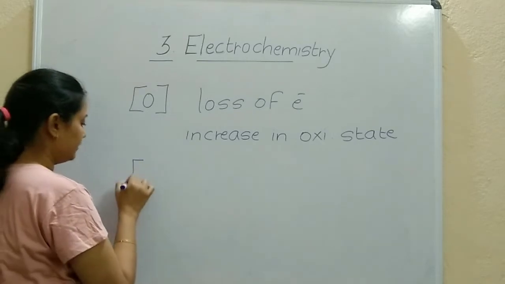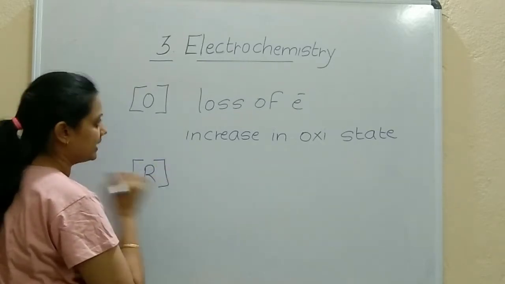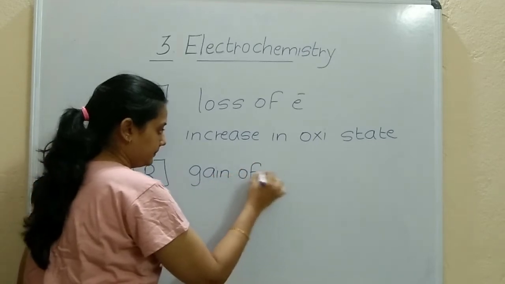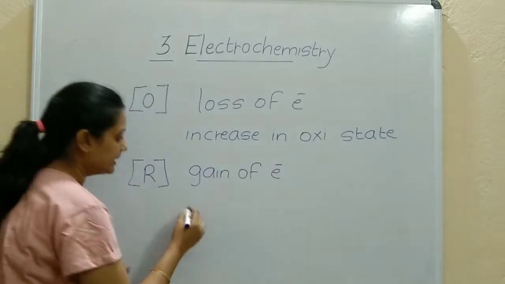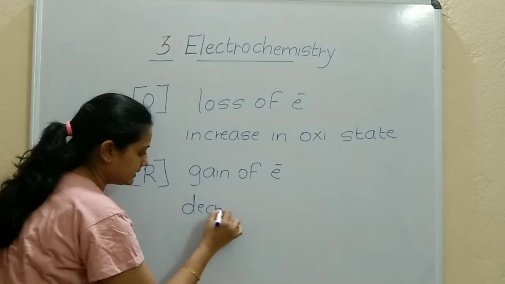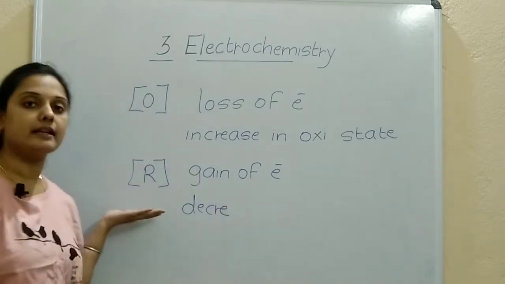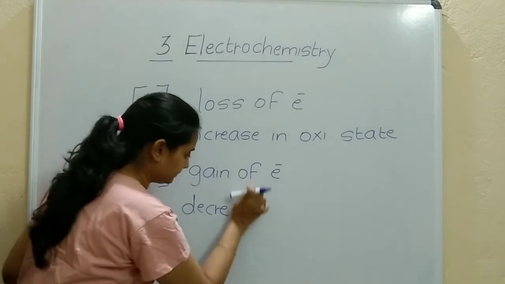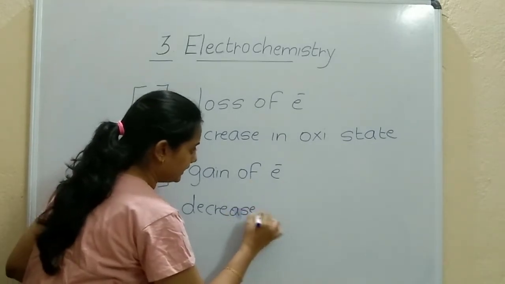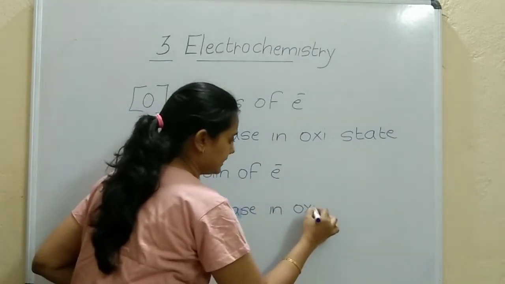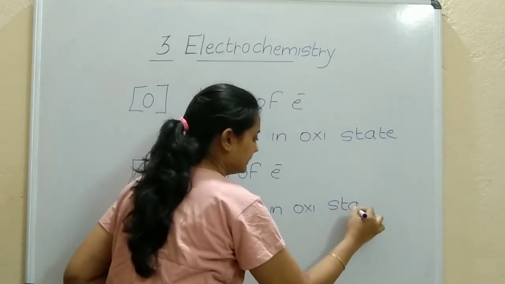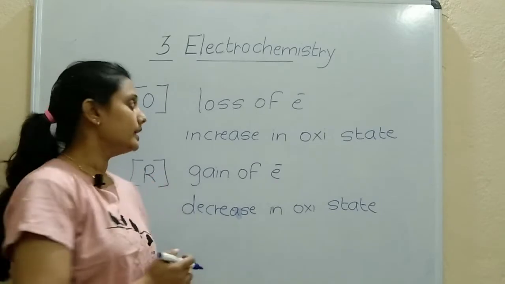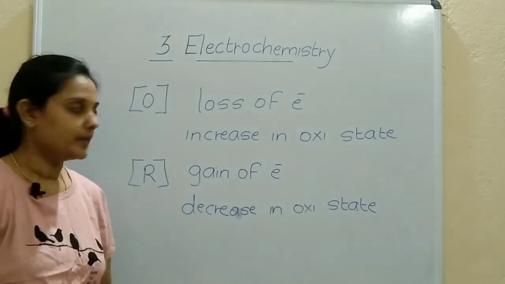So let's write the definition for reduction. That is gain of electrons and decrease in the oxidation state. You can remember the words like reduction, reduce, decrease. So decrease in oxidation state. So these are the two definitions needed here.